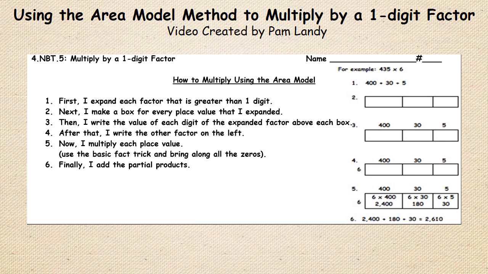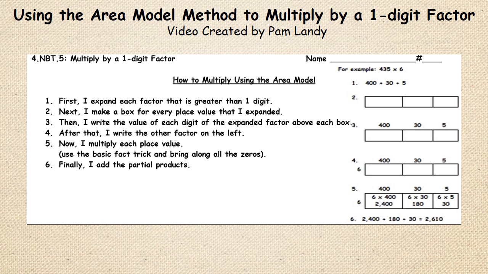Step 5. Now I multiply each place value. Remember, use your basic fact trick and bring along all the zeros. Step 6. Finally, I add the partial products. You can see I included an example on this helping chart, so let's go over it.